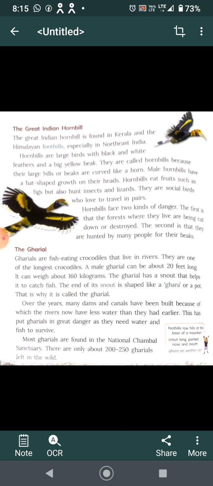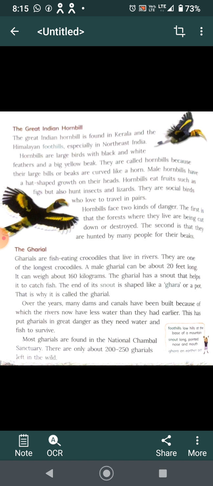Next is the Great Indian Hornbill. The Great Indian Hornbill is found in Kerala and the Himalaya foothills, especially in northeast India. Now we are talking about the bird, and its name is Hornbill. Hornbills are large birds with black and white feathers and a big yellow beak. They are called hornbills because their large bills or beaks are curved like a horn. So you can see in the picture also its beak is curved. It looks like a horn.